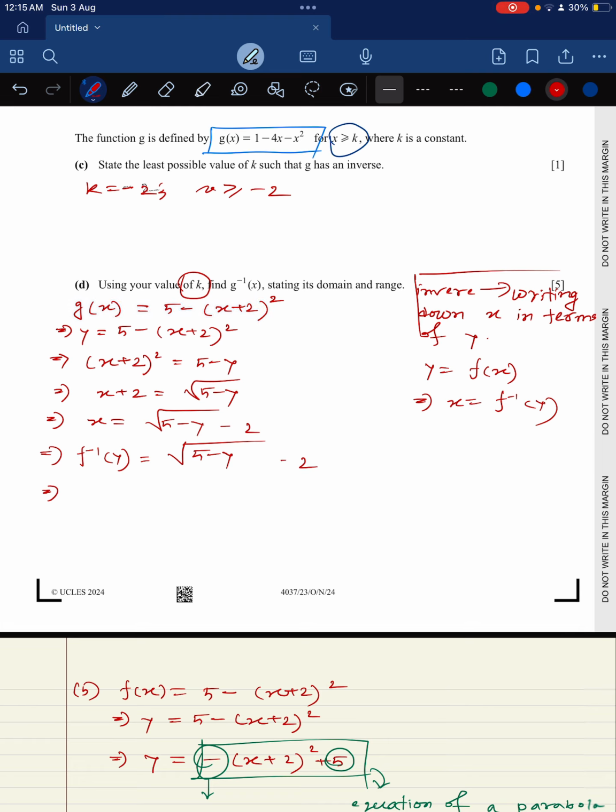Finally this is f inverse of y, but we need the inverse of x. Sorry, this should be g inverse of x, since it is given that it is g, not f. So g inverse of x is found by putting x in the place of y. This is the inverse function. Now, stating its domain.